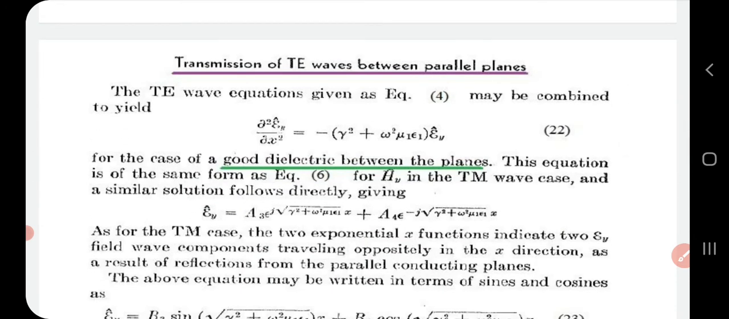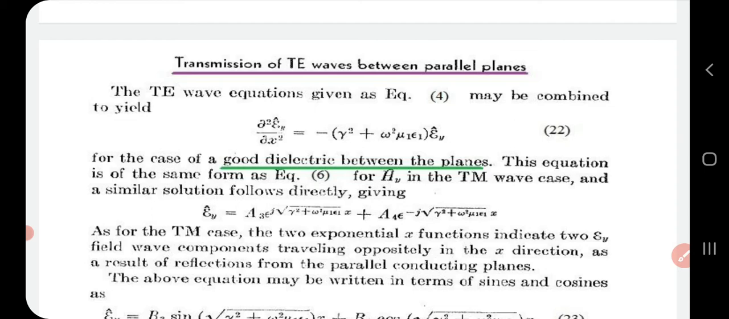A TE wave equation, as per equation 4 which was already discussed, can be combined to give an equation of the form ∂²Ey/∂x² equal to minus (gamma square plus omega square mu 1 epsilon 1) Ey. This is a continuation of the last class, that is why the equation is numbered 22. This equation holds good only for a good dielectric between the plates.